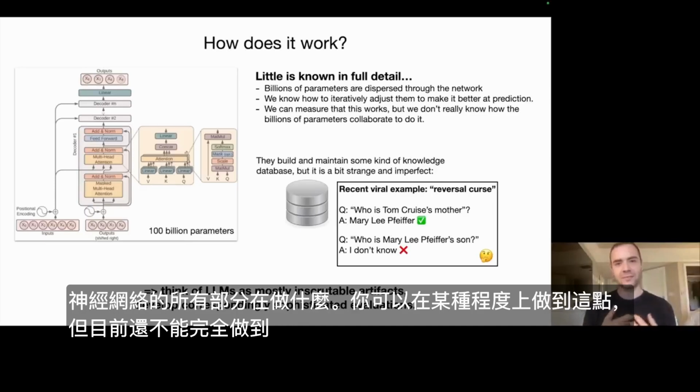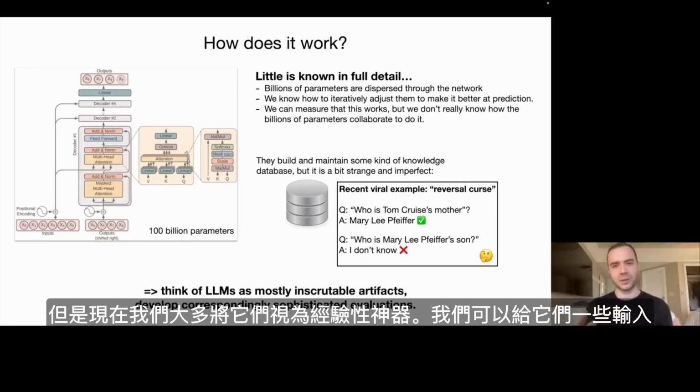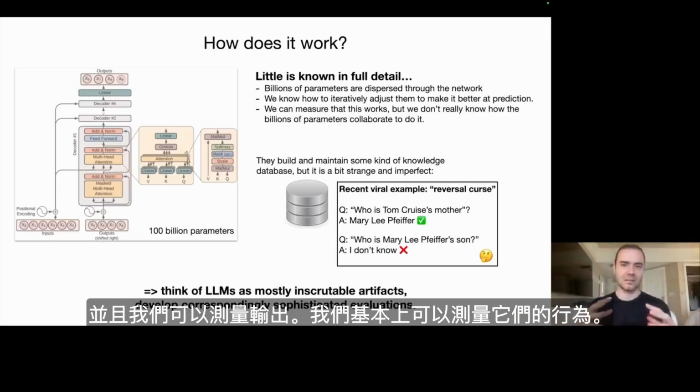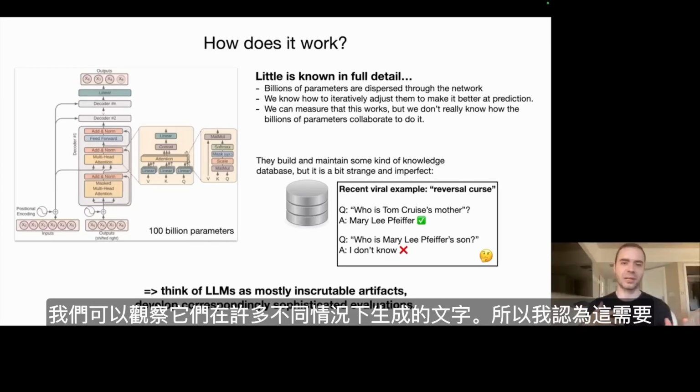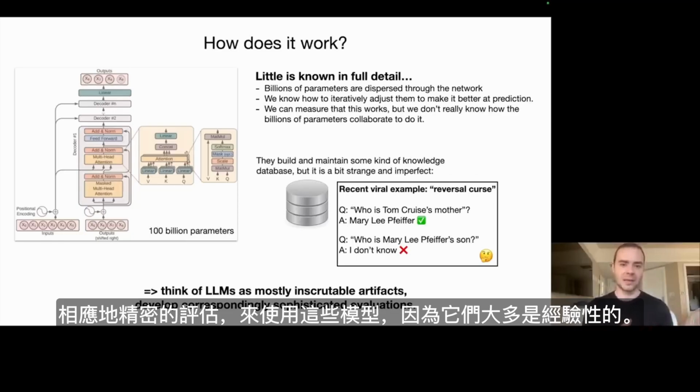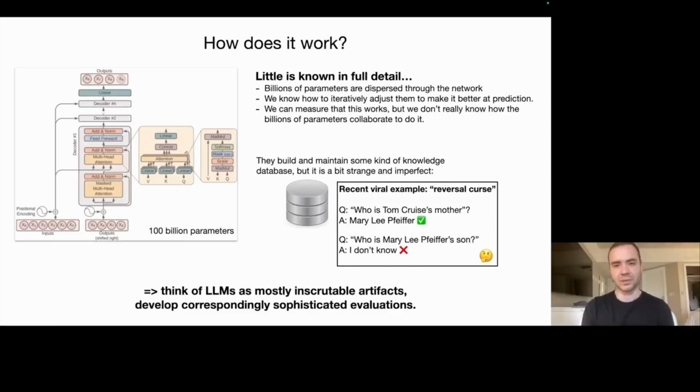Right now we treat them mostly as empirical artifacts. We can give them some inputs and we can measure the outputs. We can basically measure their behavior. We can look at the text that they generate in many different situations. And so I think this requires correspondingly sophisticated evaluations to work with these models, because they're mostly empirical.